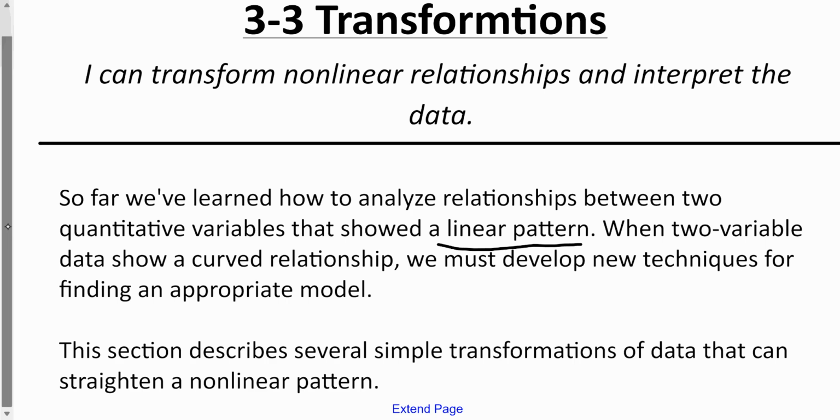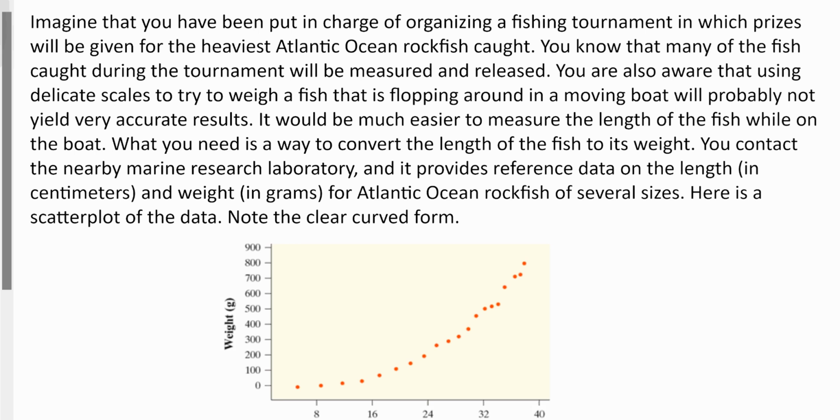So let's just say we have this situation here. Imagine that you have been put in charge of organizing a fishing tournament in which you get prizes for the heavier fish that you catch. A lot of the fish that are caught are going to be caught and released. But you're also aware that measuring the weight on a boat is not super accurate because of the different movements of the boat, the waves and whatnot. So oftentimes people will measure them based off of the type of fish and the length.